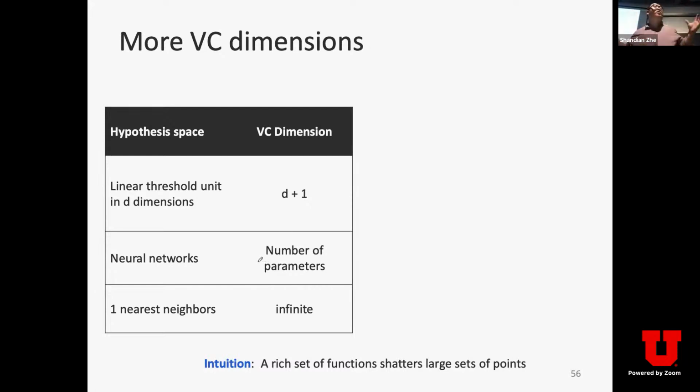So you can see the larger and more complicated the neural network, the more expressive it is. And for one nearest neighbor, the VC dimension is infinite. So that means one nearest neighbor looks like a very simple classifier, but it has the biggest expressivity. But anyway, all those results have demonstrated or verified our intuition: a rich set of functions shatters a larger set of points.